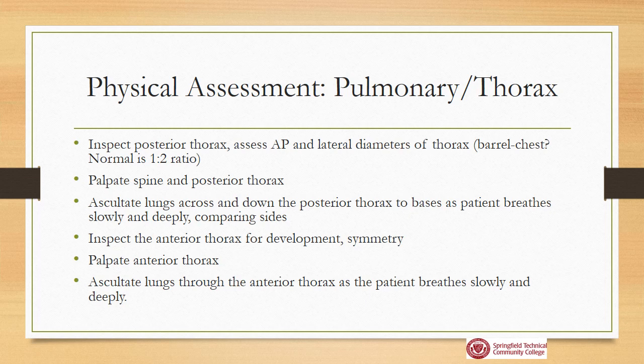You're going to inspect the anterior thorax for symmetry and development. Make sure your patient is comfortable when you're doing this and that you ensure their privacy. You're going to palpate the anterior thorax, usually just using the palm of your hands. You can just go down the sides of the chest. Try to avoid palpating breasts in a woman. You're going to do breast exams separately.